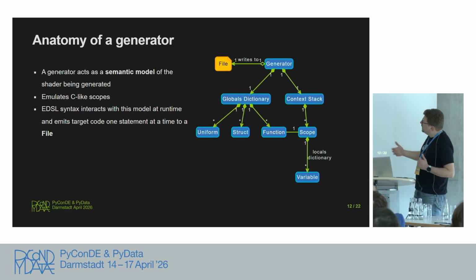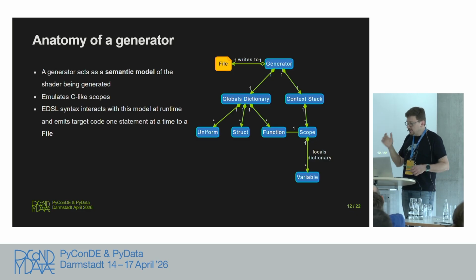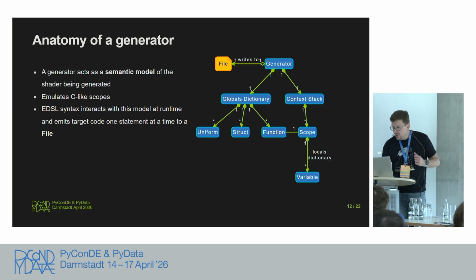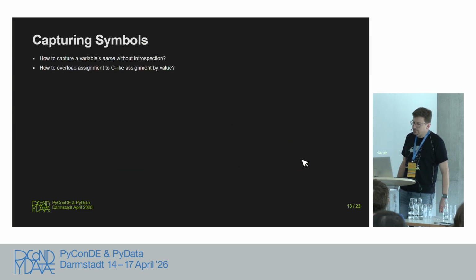What's inside a generator is basically a semantic model of the shader being generated. It keeps track of the stack of scopes, and each scope has a dictionary of locals, and so on and so forth. So it goes to show that even though we're not writing a compiler, it doesn't mean that we're just concatenating strings. We actually do verify the semantic correctness of what we're generating.